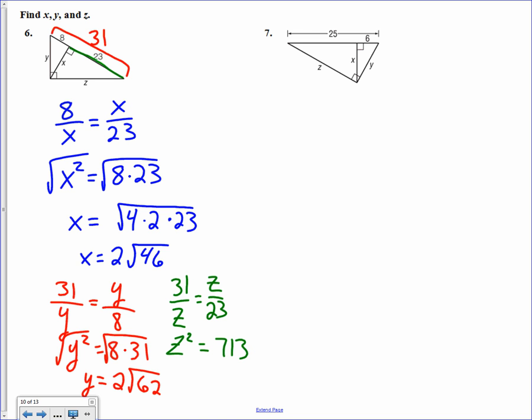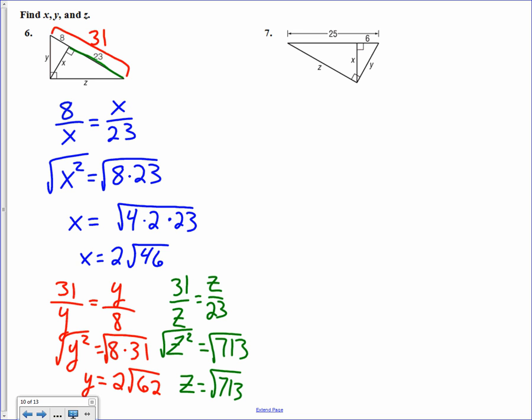Again, there's nothing that we can do. The only two numbers that we can take out of it are 31 and 23. So if we take the square root of both sides, we are going to say that z is the square root of 713, and we're not going to do anything else with it. We're just going to leave it. So those are our 3 answers.